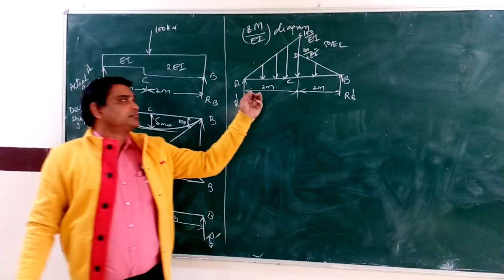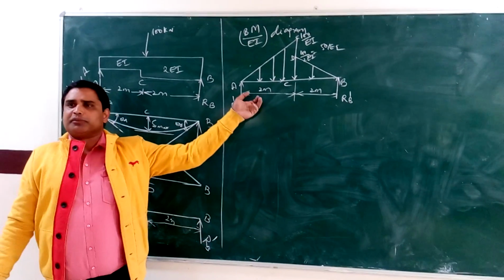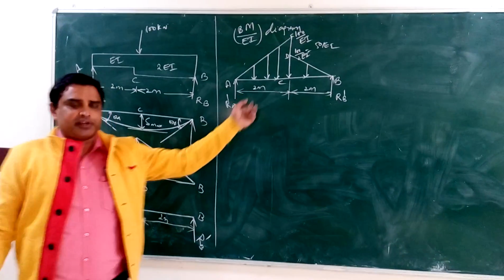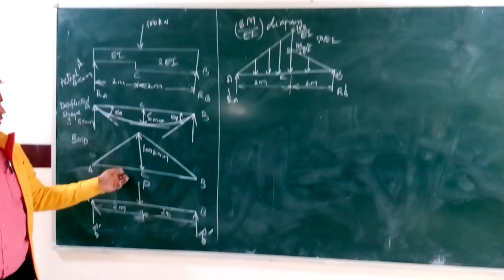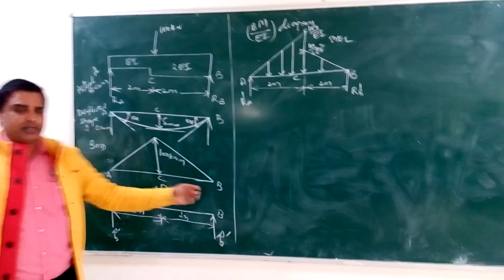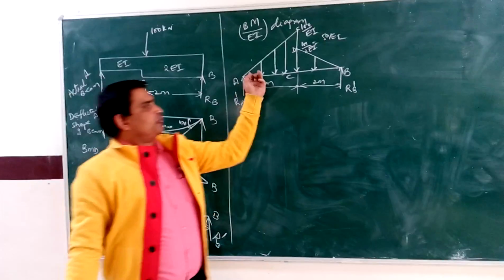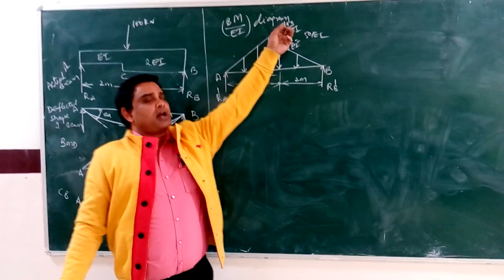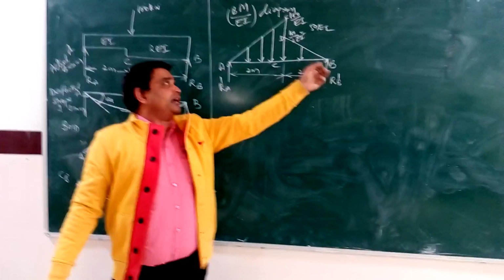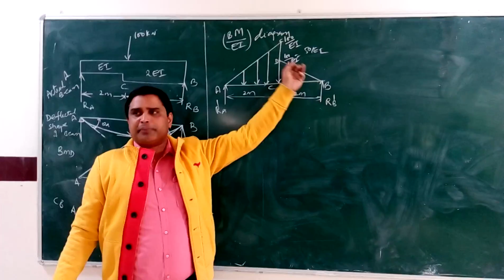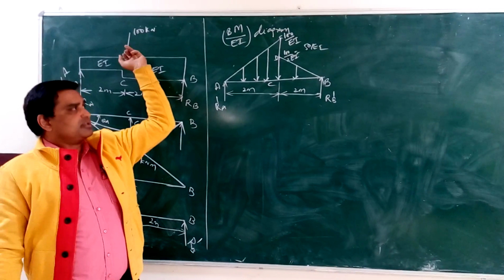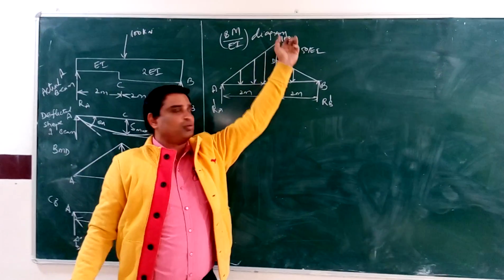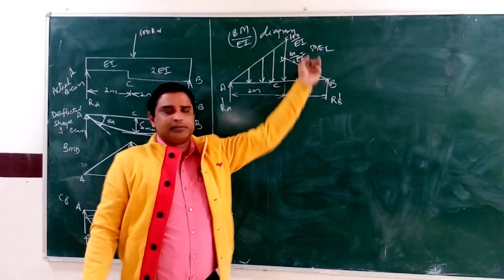Look here, guys. The M by EI diagram is varying from A to C and from C to B. See, in this bending moment diagram, it's constant from A to C and C to B. From here, the bending moment is varying: from A to C it's 100 by EI. From C to B it is 100 by 2EI, because of the variation in the flexural rigidity, it's varying from 100 by EI to 50 by EI.